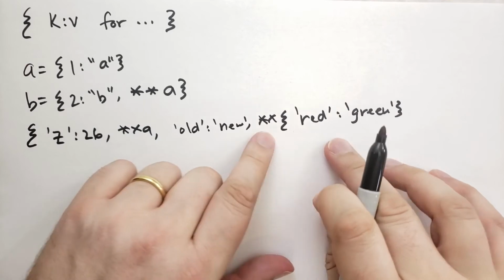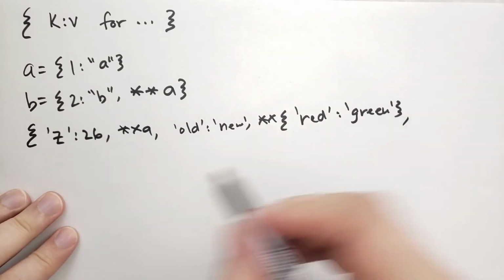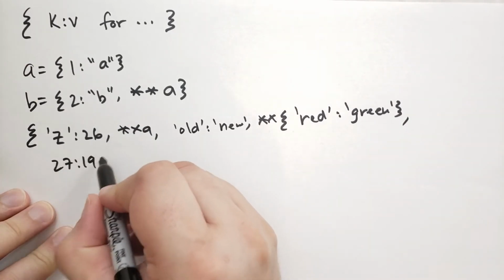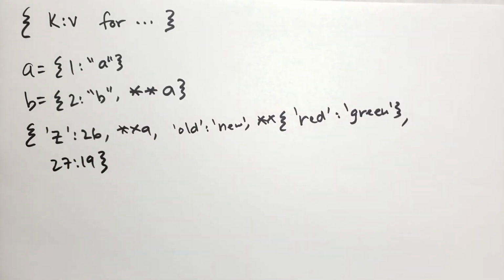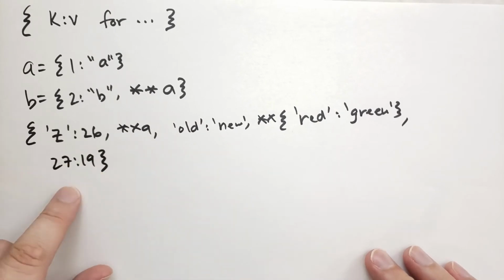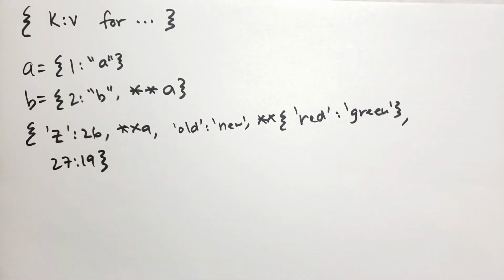So we create a dictionary and then include it in line, and then finally we're going to include 27 goes to 19. So you see you can include these as many times as you want in any order. If you end up specifying the key more than once, the one that appears last will take precedence.